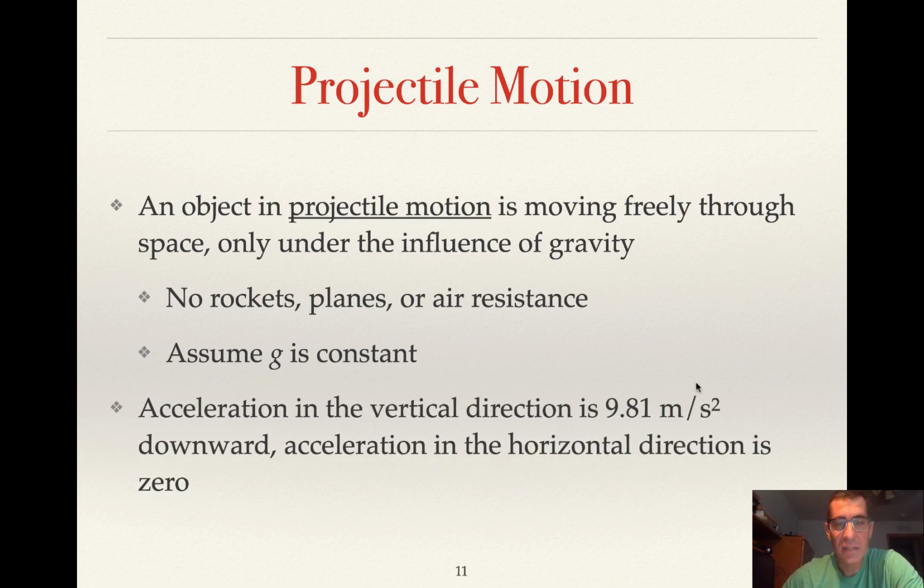Okay, so again, as long as we're near the surface of the Earth, acceleration is going to be in the vertical direction and 9.81 meters per second squared downward. In the horizontal direction, if gravity is our only force and there isn't any air resistance or any other forces, then we're not going to have any acceleration in the horizontal direction. So if we have projectile motion, there are two things we will automatically know. The acceleration in the vertical direction is just the acceleration due to gravity, 9.81 meters per second squared downward, as long as we're near the surface of the Earth. And the acceleration in the horizontal direction is going to be 0.